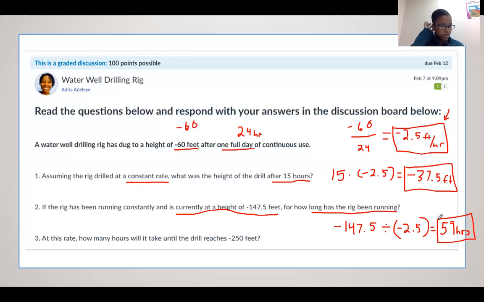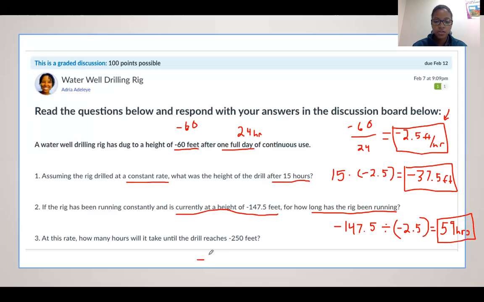And last but not least, at this rate, okay, we're back to our rate. How many hours will it take until the drill reaches -250 feet? Again, guys, they're telling us the feet and we're going backwards to figure out the hours, right? So this is another division problem. I'm taking my rate, my constant here, and I'm going to use it to go backwards, so to speak.